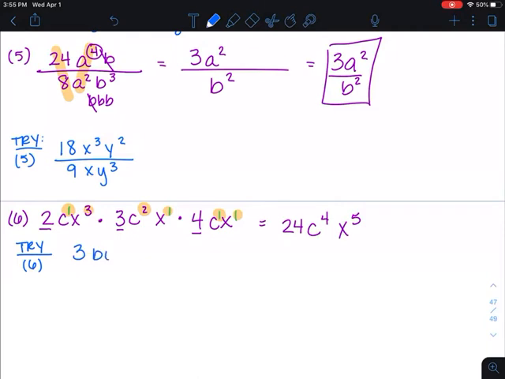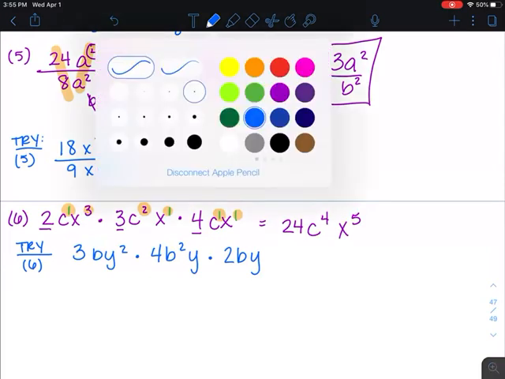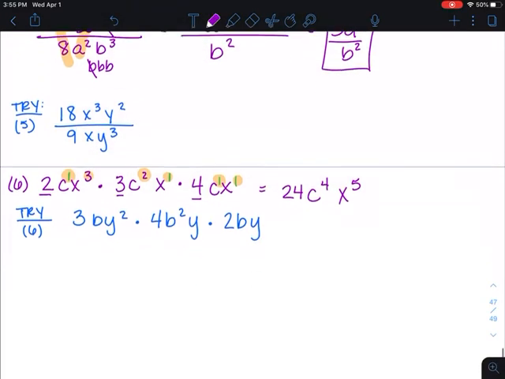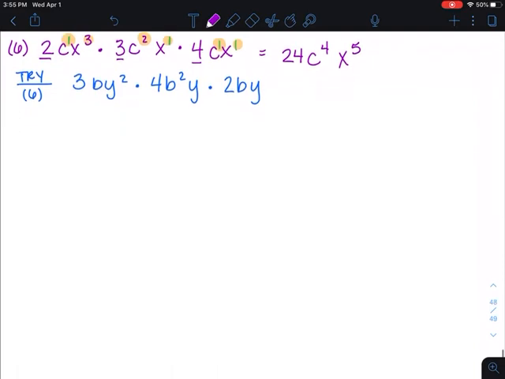So now I want you to do one. I want you to do 3by squared times 4b squared y times 2by.